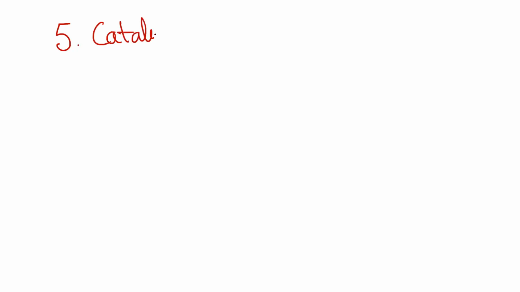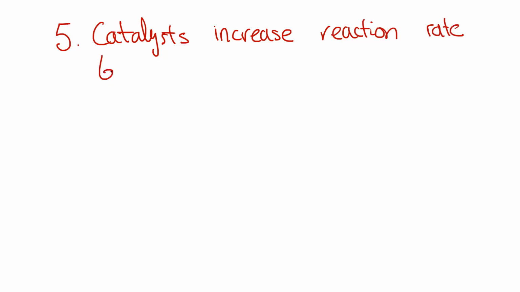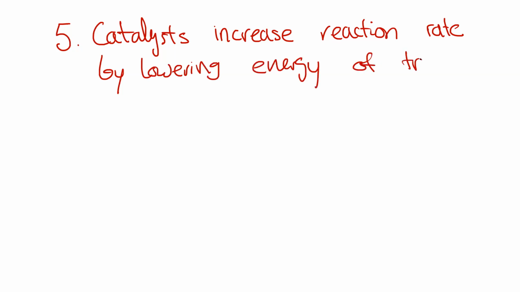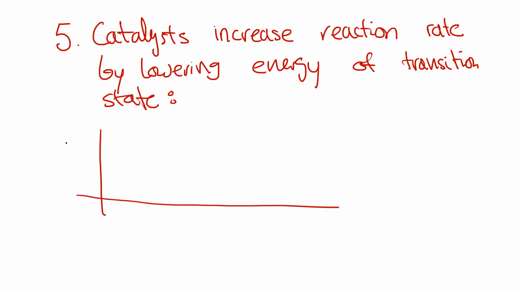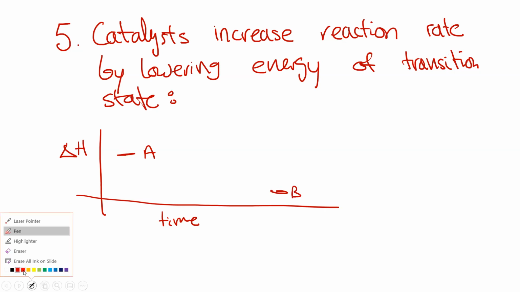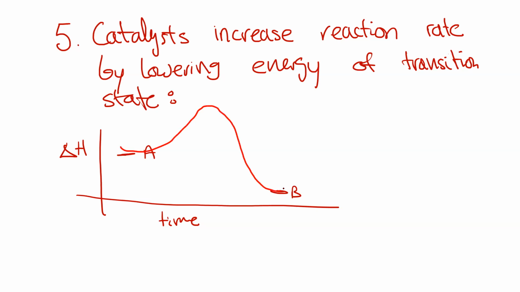Number 5. Catalysts increase reaction rate by lowering the energy of the transition state. And this will bring me directly to one of the last things I want to say about this problem. When we looked earlier at delta H versus time, and you looked at A versus B, we had a reaction progression energetically like this, and this right here, this is our transition state.